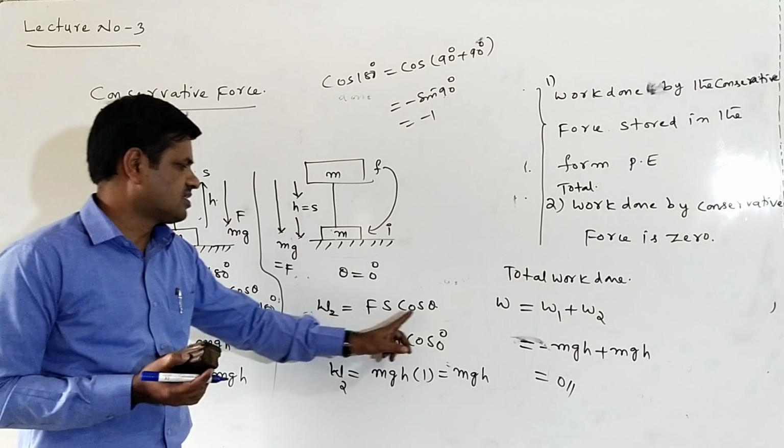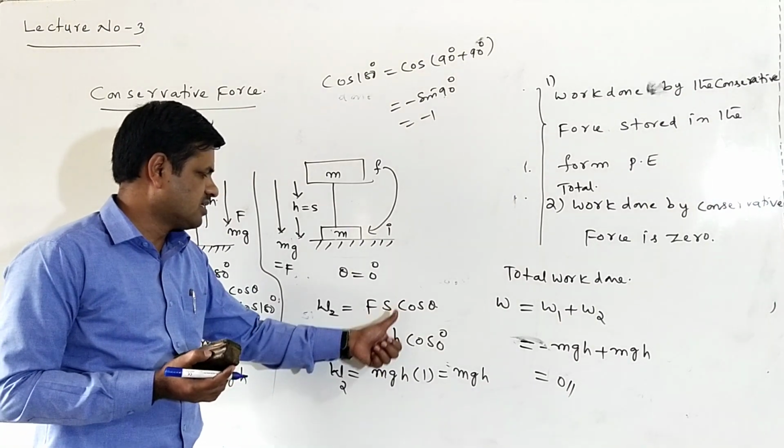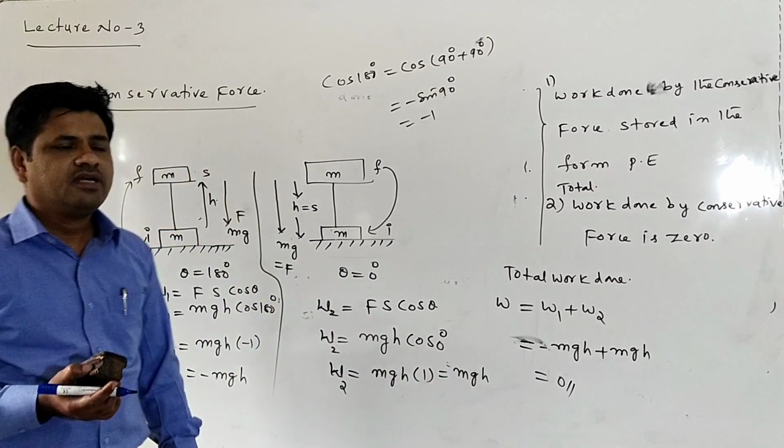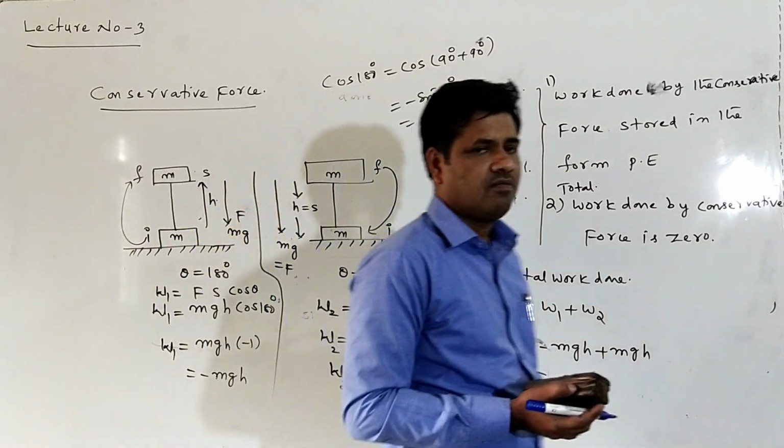So W is equal to Fs cos theta. Here F is equal to mg, s is equal to h, cos 0 degrees. Here the work done we are getting is mgh. Here the total work done we are getting is 0.